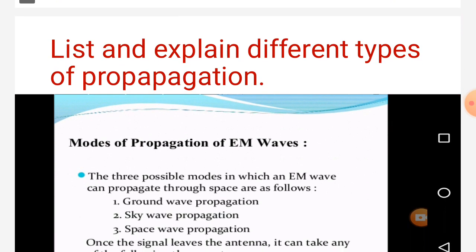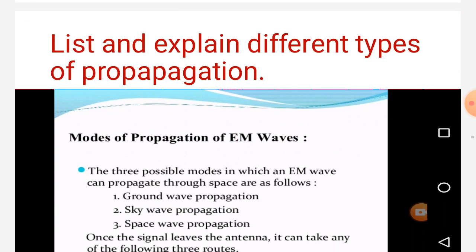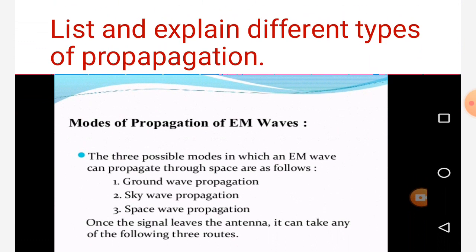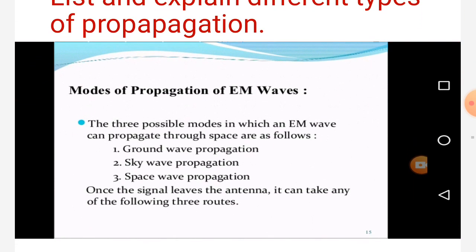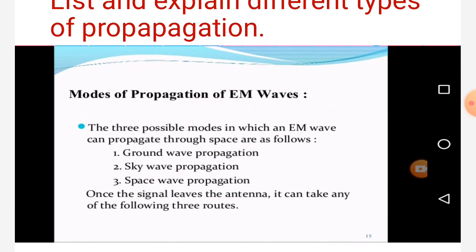Next question is: list and explain different types of propagation. The three possible modes in which an electromagnetic wave can propagate through space are as follows: ground wave propagation, sky wave propagation, space wave propagation.